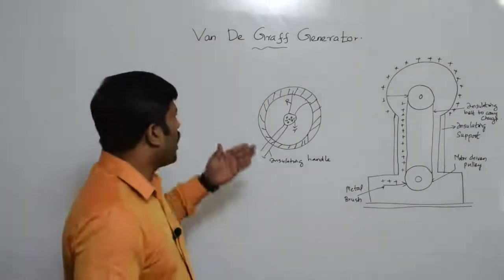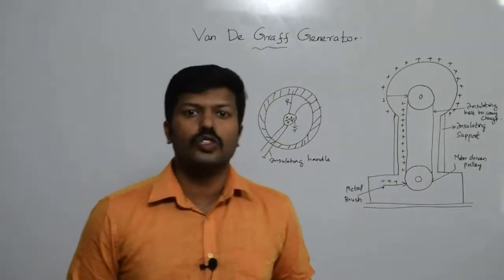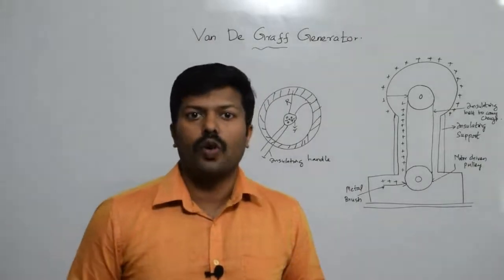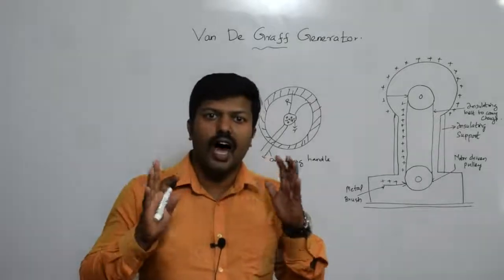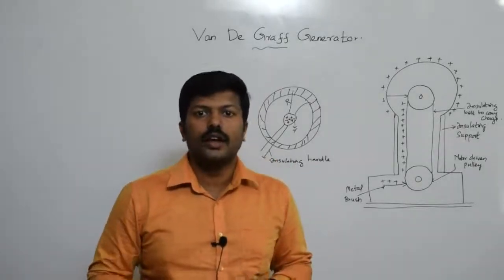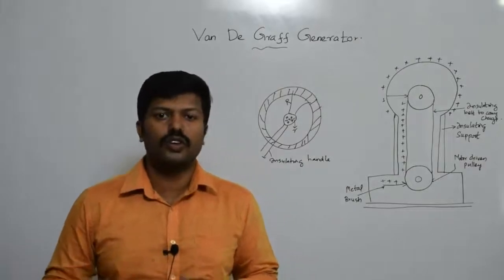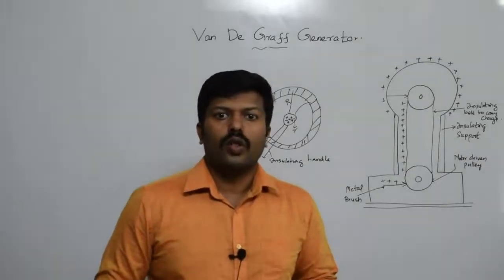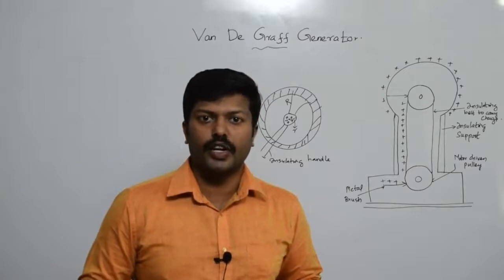So, a Van de Graaff generator is a machine that is used to generate very high voltage, of the order of millions of volts. When such a high electric field is created, it is used for accelerating charges like electrons, neutrons, etc. So, let me explain the principle in which a Van de Graaff generator works.